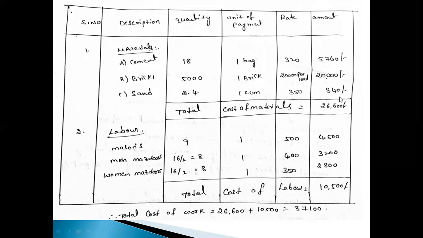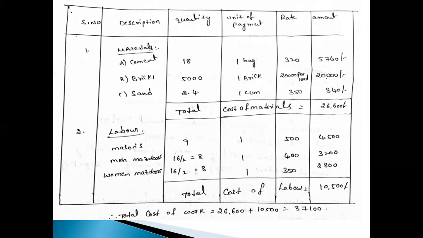Next one, total cost of the material is the 3 values added. Then finally 26,600 rupees. Next one, labors. Here we use labors: masons 9 members, men mazdoors 8, women mazdoors 8. Generally we take mazdoors for 10 cubic meters 16 members, or 15 members, and Mistri 2.